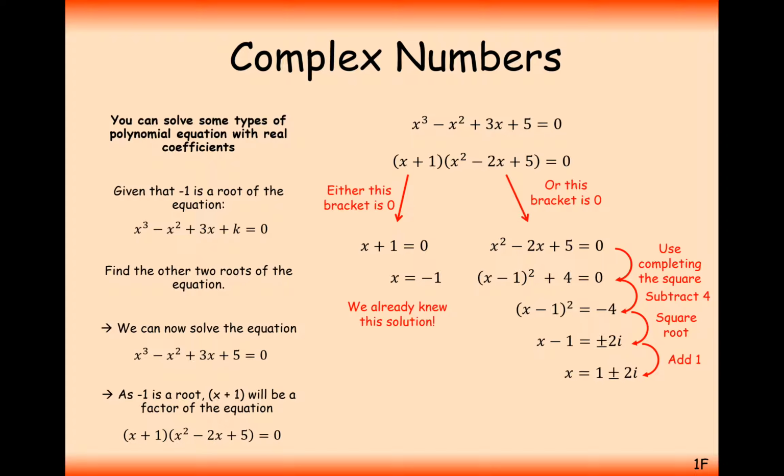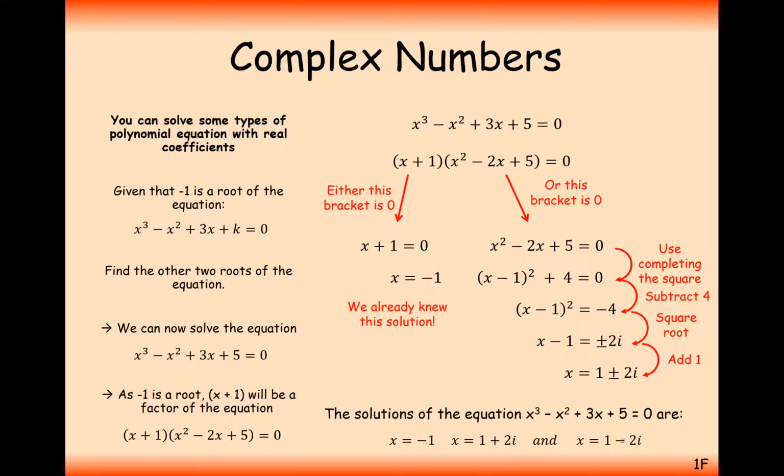And we get an answer here of 1 plus or minus 2i. So here we've got 3 solutions to this cubic polynomial. We have x equals minus 1, and x equals 1 plus 2i, and 1 minus 2i. Now it's no surprise here that we've got a cubic polynomial with 3 solutions.